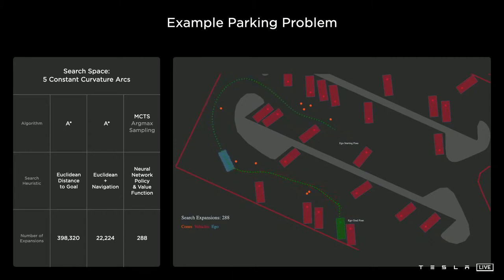So this only takes 288 nodes and is several orders of magnitude less than what was done in the A* with the Euclidean distance heuristic.